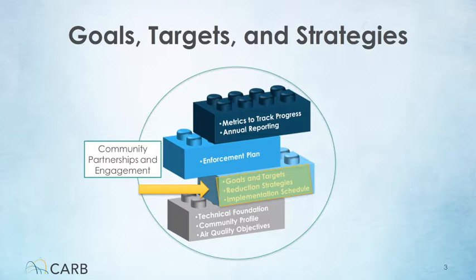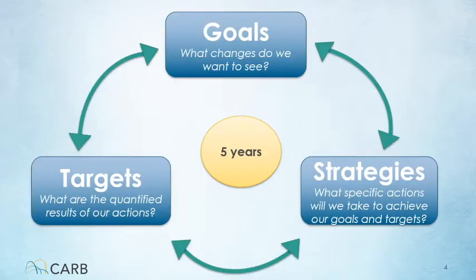These different components determine what the plan will do and achieve, but how do these different concepts fit together? Goals, targets, and strategies all work together to help define what success means and how the community emissions reduction programs will get there. Goals define what change we want to see. Targets quantify the results of our actions, and strategies are the specific actions we'll take to achieve the goals and targets. To focus on near-term action, community emissions reduction programs set goals and targets to be achieved within 5 years. Now we'll talk about each of these topics in more detail.